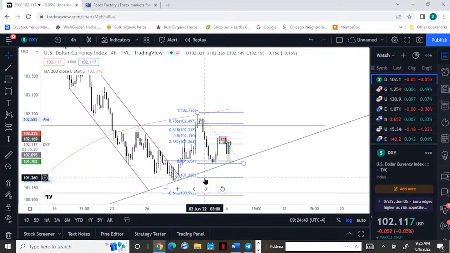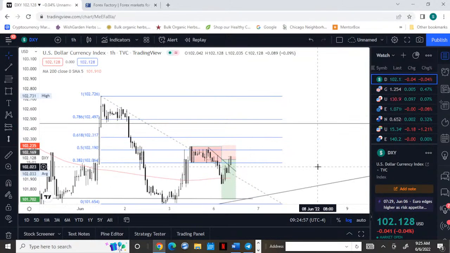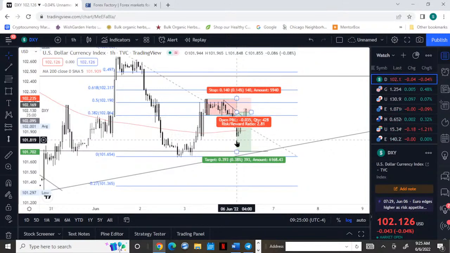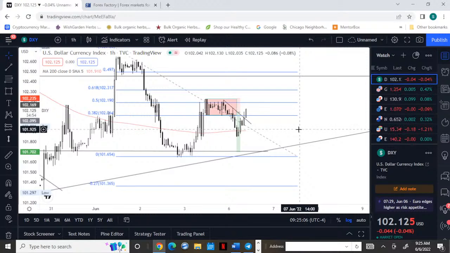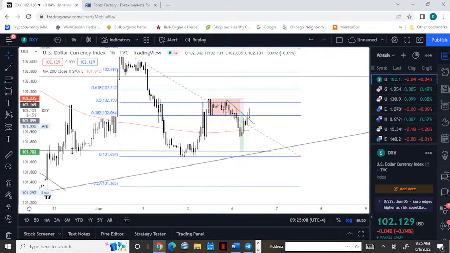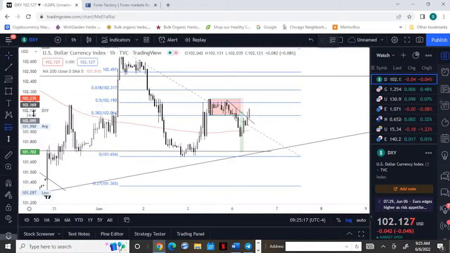I got an entry on the dollar at 101.88. That was a sell move we caught last week. We're ultimately still looking for the buy to complete the daily fib.